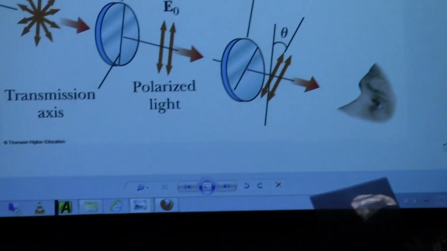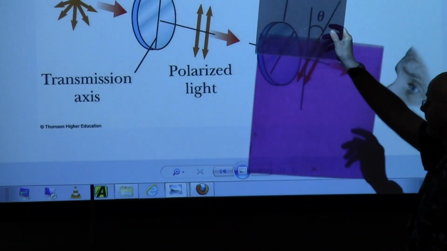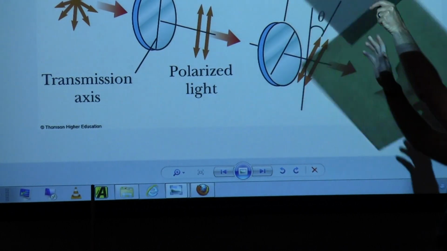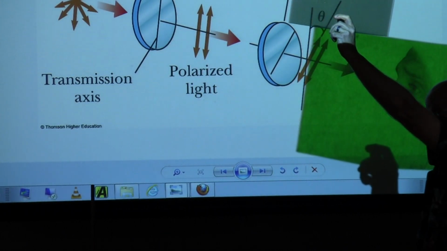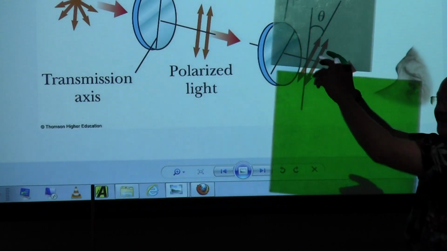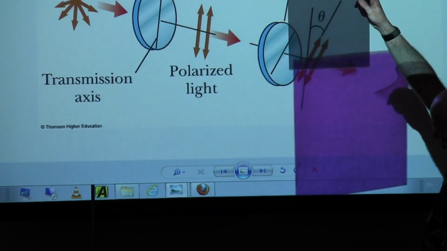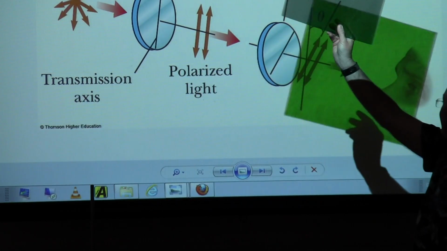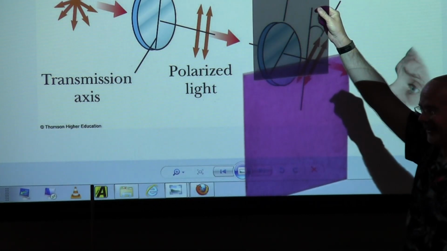Let me change to, well, that's almost a white screen. What happens if I put this in front of that white screen? Purple, I have no idea. What if I rotate it? Not expected. Do it again. Right? So, turn it clockwise.